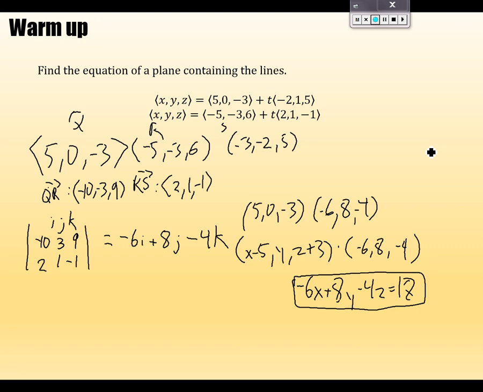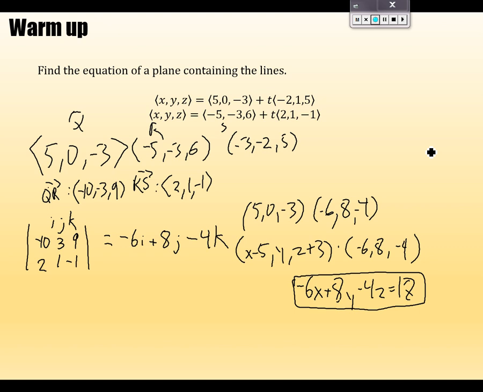Okay. So do you see they got 3 points? They found 3 points that are on these lines. Do you agree? This point comes from letting t be 0 in the first equation. This point comes from letting t be 0 in the second equation. And this point comes from letting t be 1 in the second equation. Could you have chosen other points? The answer is absolutely. Okay, keep going.